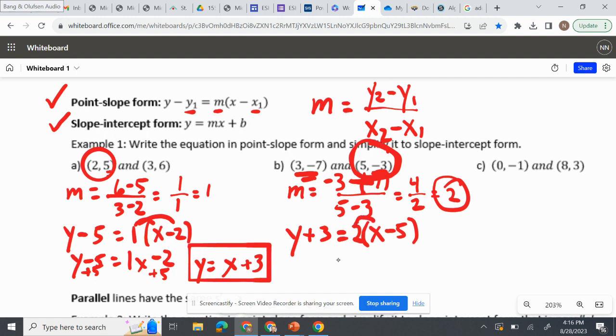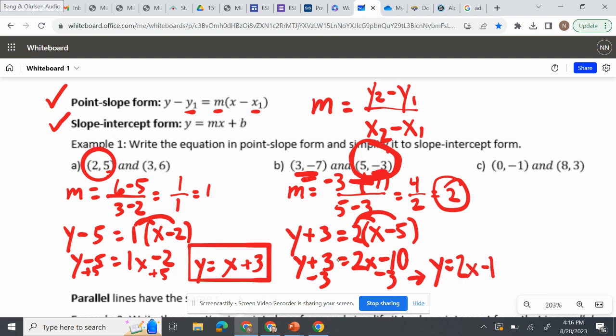I'm going to distribute the 2 to each of the terms. So y plus 3 equals 2x minus 10. I'm going to subtract the 3, and when I do that, what I get is y equals 2x minus 13.